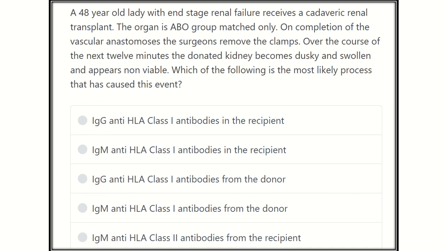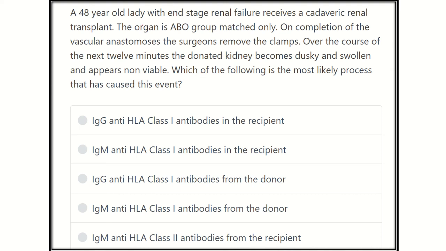Welcome to another video of solving eMRCS questions. Here is the question. A 48-year-old lady with end-stage renal failure receives a cadaveric renal transplant. The organ is ABO-matched only. On completion of the vascular anastomosis, the surgeon removed the clamp. Over the course of the next 12 minutes, the donated kidney becomes dusky and swollen and appears non-viable. Which of the following is the most likely process that has caused this event?